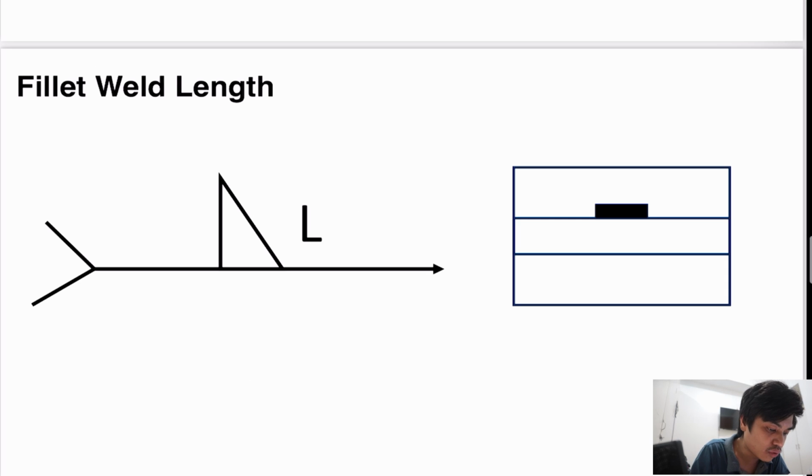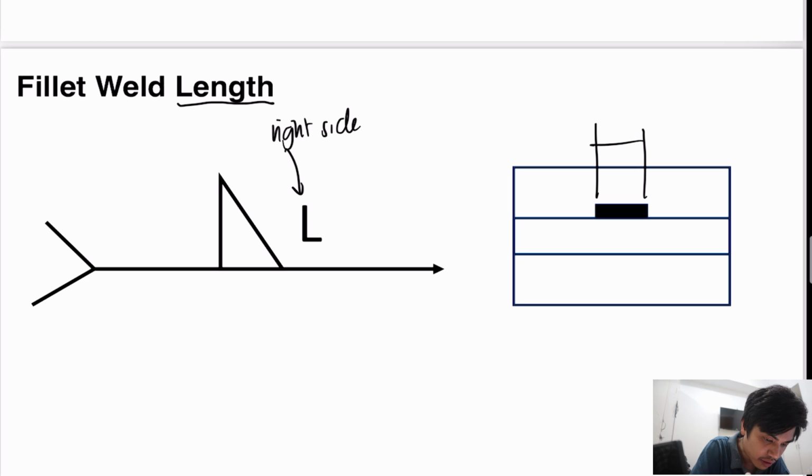How about if the fillet weld has a defined length? Where do you put the length of the fillet weld? You put the length of the fillet weld on the right side of the welding symbol, just like this one. So for example, you have a 4-inch weld here.